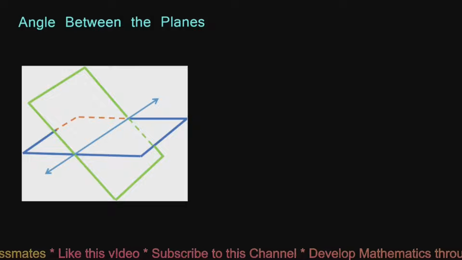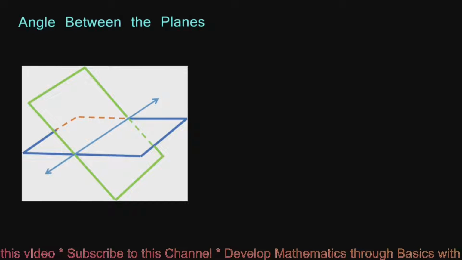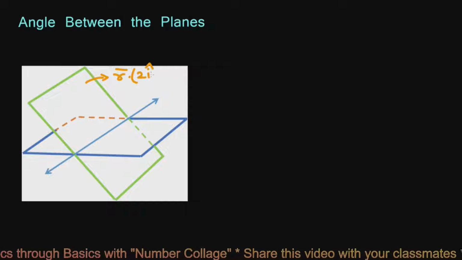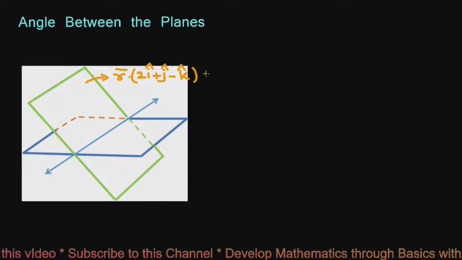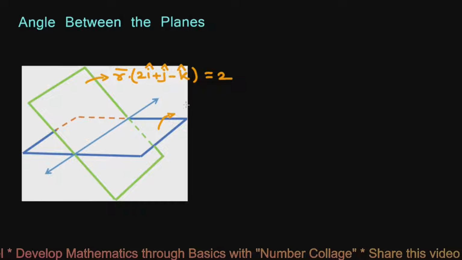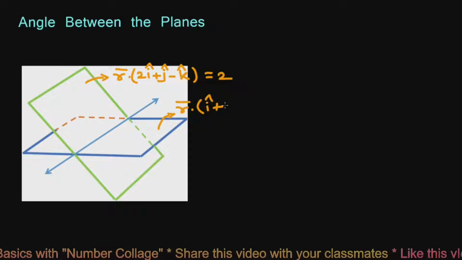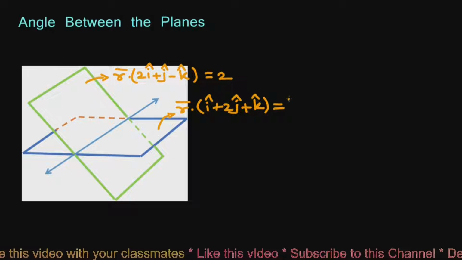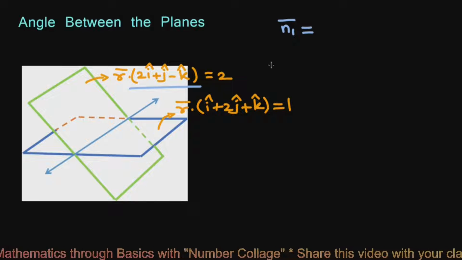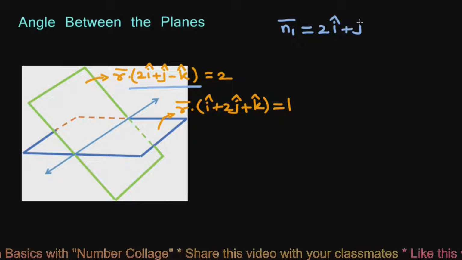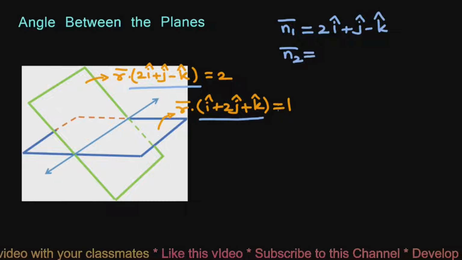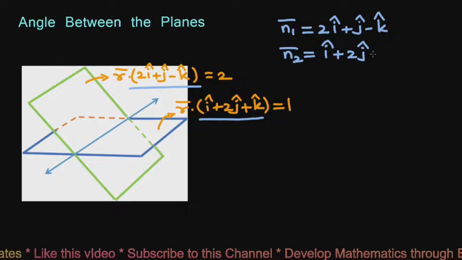Now let's see how to find the acute angle between these two planes whose equations are r bar dot 2 i cap plus j cap minus k cap equals 2, and the second plane, whose equation is r bar dot i cap plus 2 j cap plus k cap equals 1. From these equations we get n1 bar equals 2 i cap plus j cap minus k cap, and n2 bar, another normal vector, i cap plus 2 j cap plus k cap.